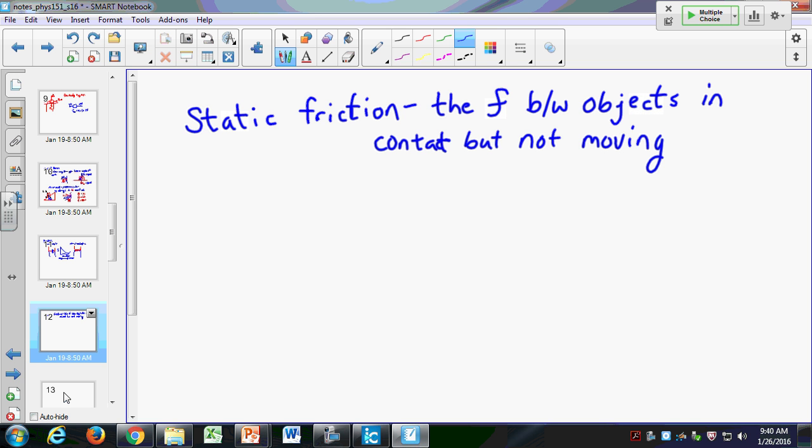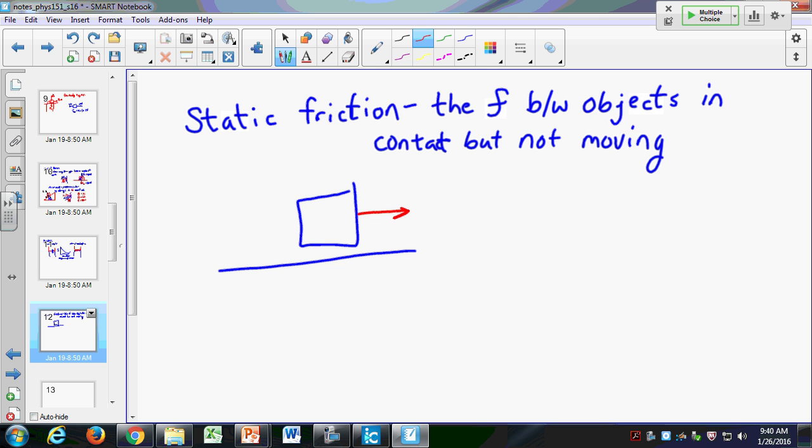It's zero, right? It has to be zero. So if I'm pushing in that direction, there has to be another force that's pushing back in this direction in order to give me a net force of zero. And that force that's pushing back is what we call static friction.